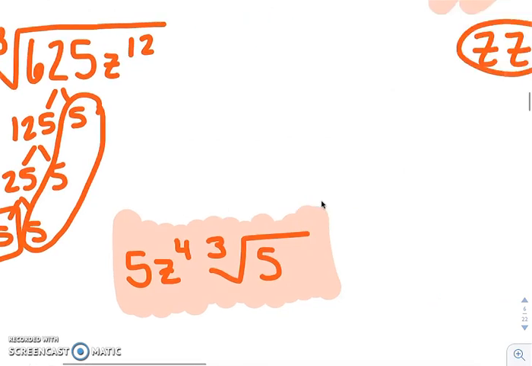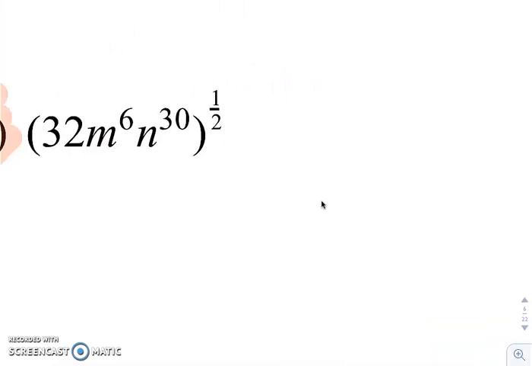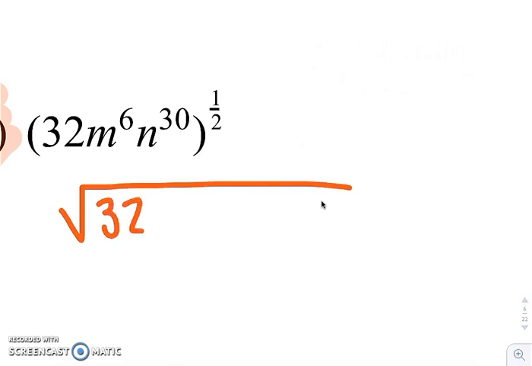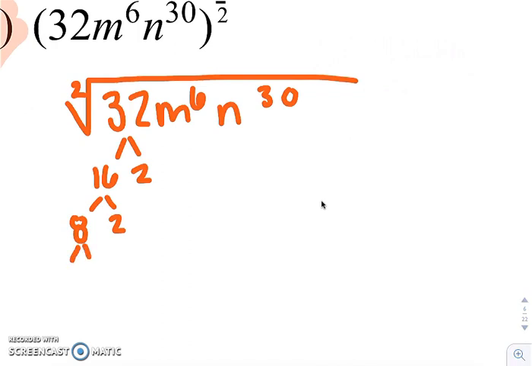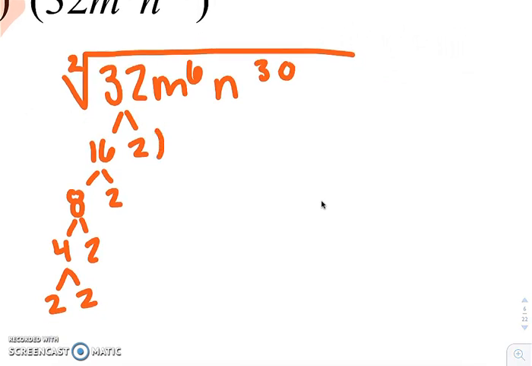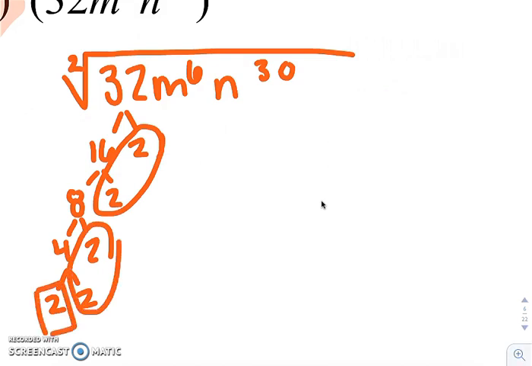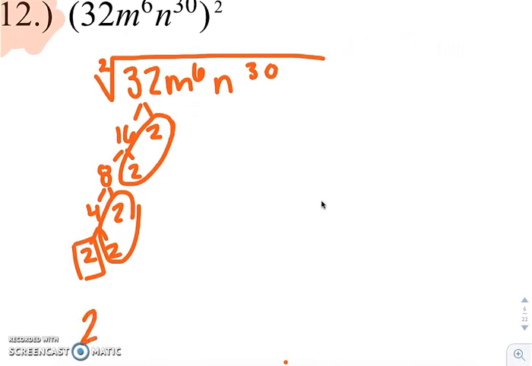So let's do the same thing for number 12. Rewrite it in radical form. So this is going to be the square root of 32m to the 6th n to the 30th. And we don't generally write square root, but if you want to put the 2 in there, you can. So 32, there's not a perfect square root of that number, so let's factor it. 16 and 2, or 8 and 4. Factor it all the way down. So we're looking for groups of 2 things. It's a square root. So group, loner. So 2 groups is going to be 2 times 2 outside and 1, 2 underneath. So this becomes 4 outside, square root of 2 still left.